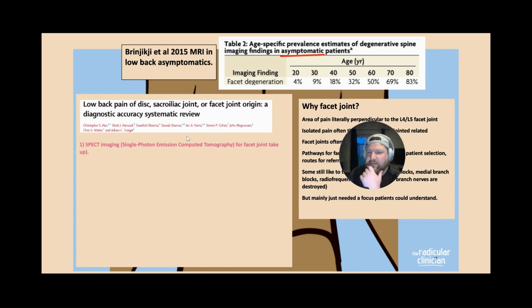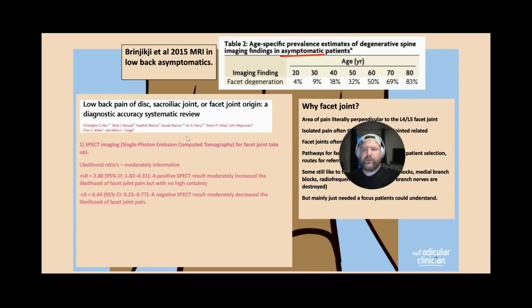So SPECT imaging, single photon emission computed tomography for facet joint uptake. So used to detect increased radiotracer uptake in the facet joints, which may indicate metabolic activity, such as inflammation. So they injected this radiotracer, and then they performed this investigation. And they were then comparing associations with the standard reference test.